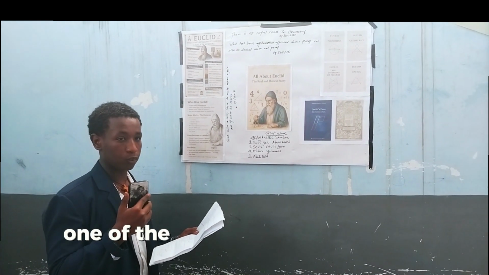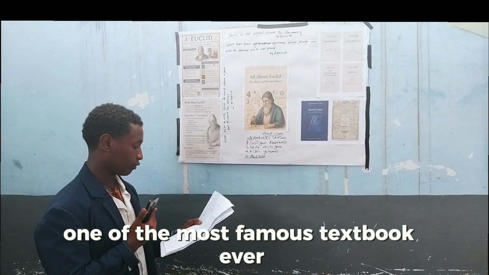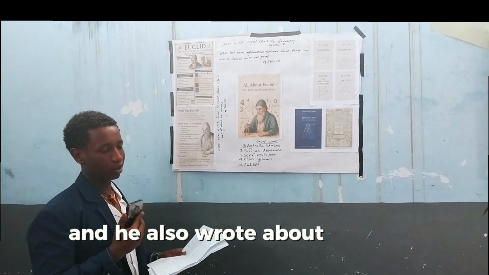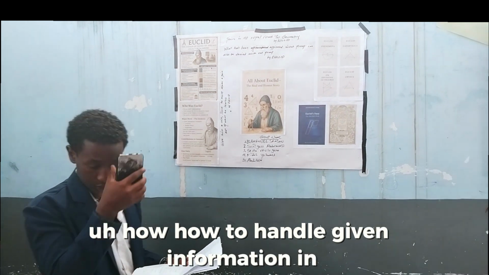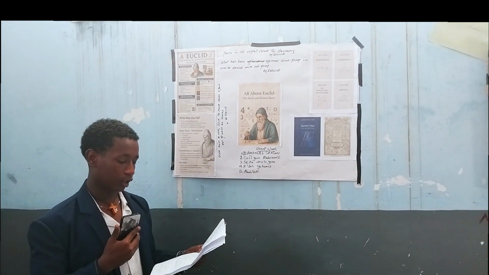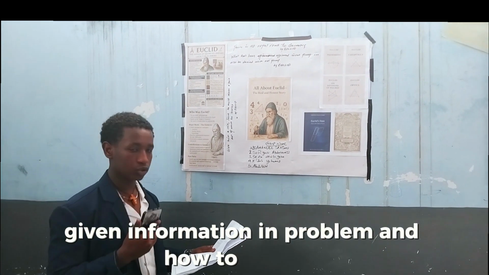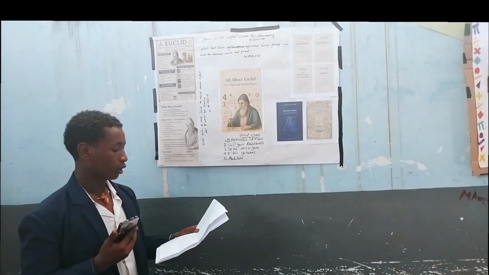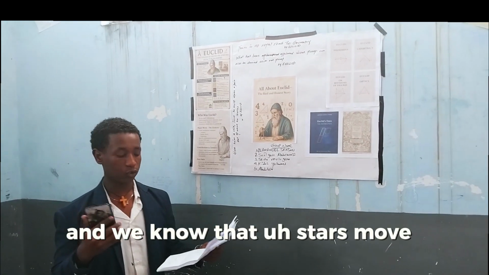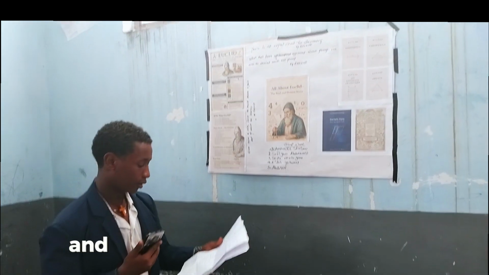It's one of the most famous texts ever, and he also wrote about how light travels, how to handle given information in a problem, and how the stars move in the sky. And we know that stars move from east to west.